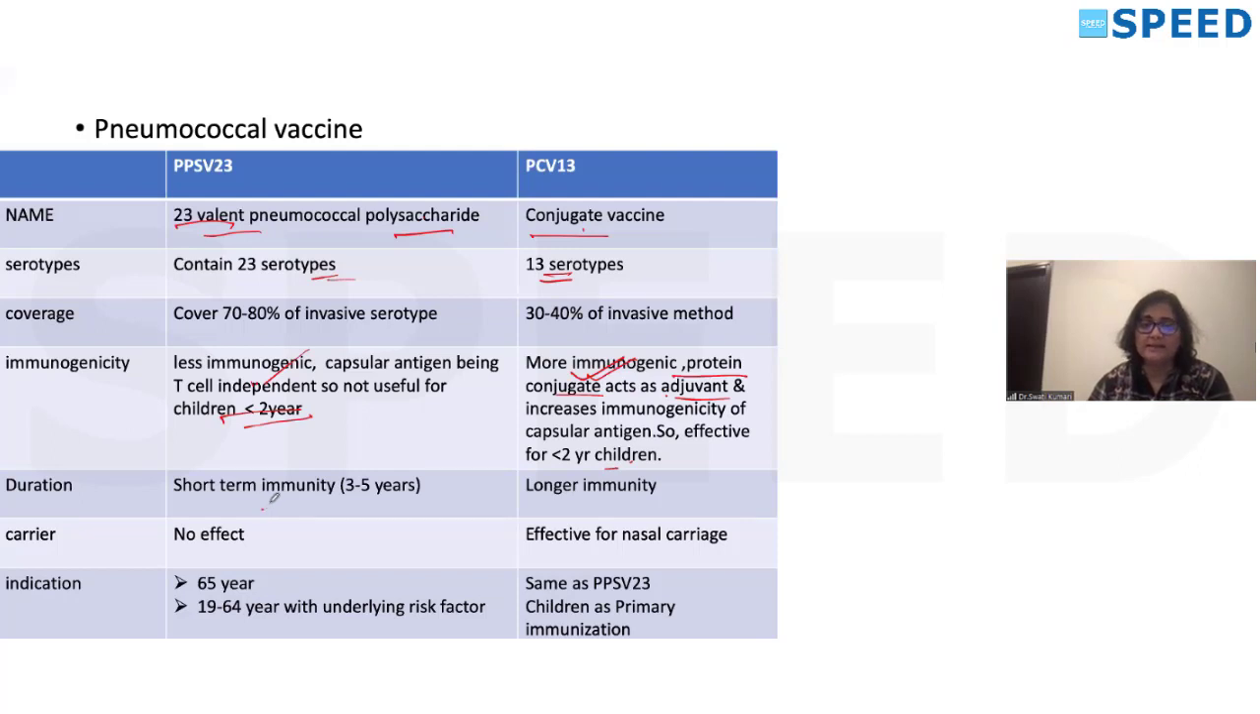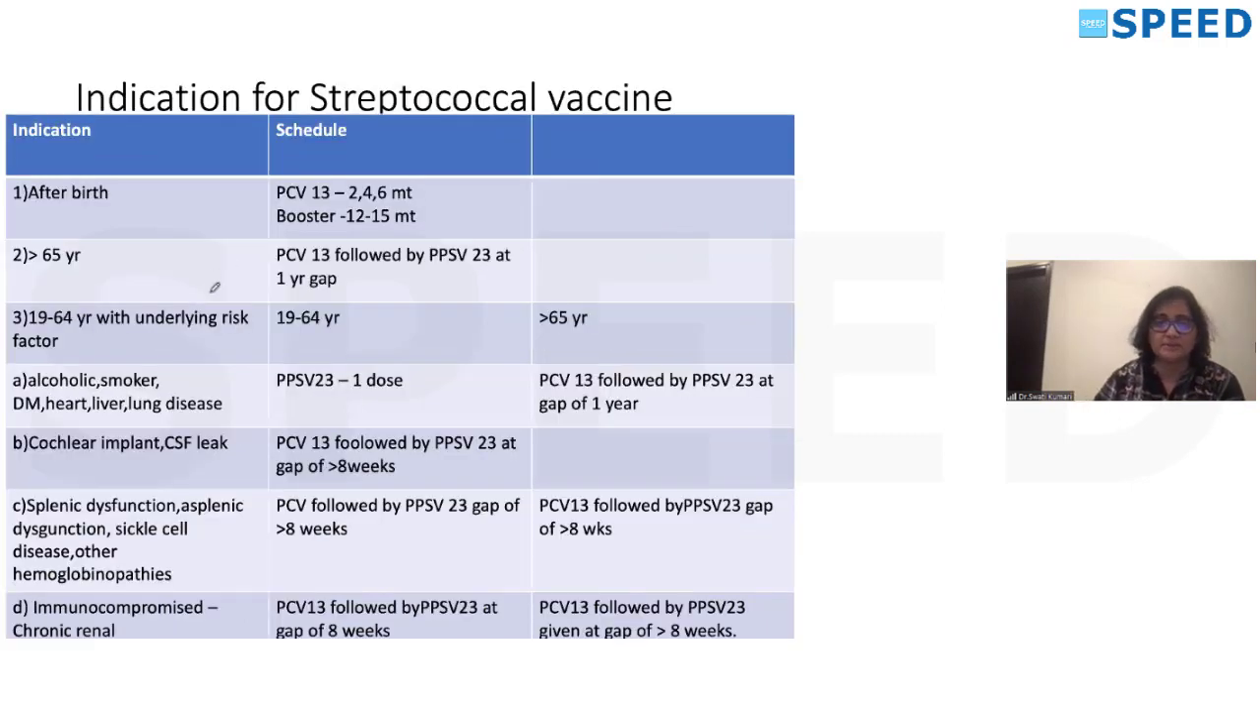PPSV, a polysaccharide vaccine, is less immunogenic and has a shorter duration, 3 to 5 years; the conjugate has a longer duration. This is effective for carrier state, this is not effective. It can be used for those more than 65 years or 19 to 64 years age group with risk factors. I will tell you which are the risk factors, and this can be used in children as primary immunization. So which are the risks?